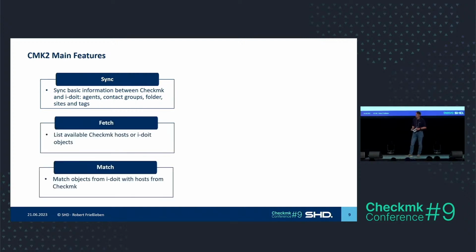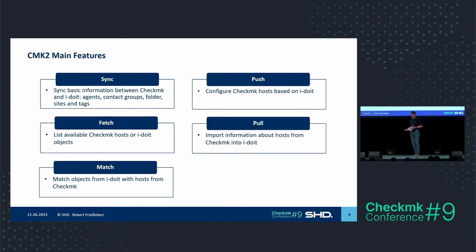The second group is called fetch and match. Fetch lists all objects in i-doit and all hosts in Checkmk which are available for synchronization. Match then shows us how an object in i-doit would be synchronized with what host in Checkmk. This can be configured via many properties, for instance, the host name, the IP address, the alias, or one or more of these.